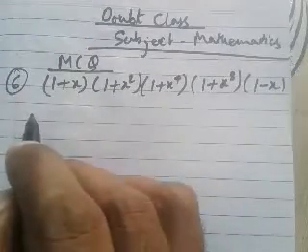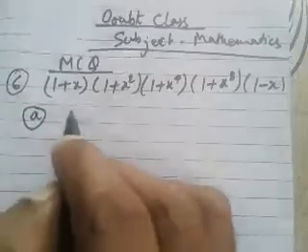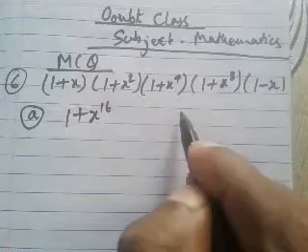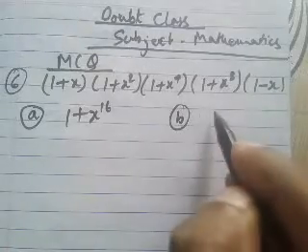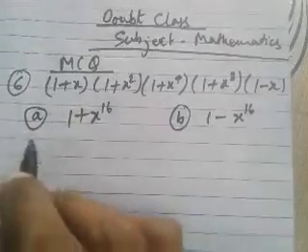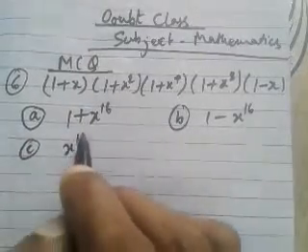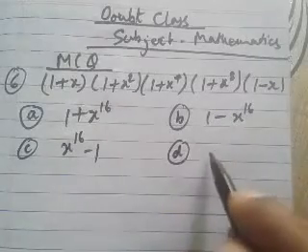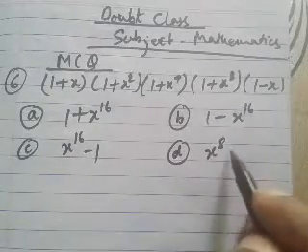and the options given here are: option A, 1 plus x to the power 16. Option B is 1 minus x to the power 16. Option C is x to the power 16 minus 1, and option D is x to the power 8 plus 1.